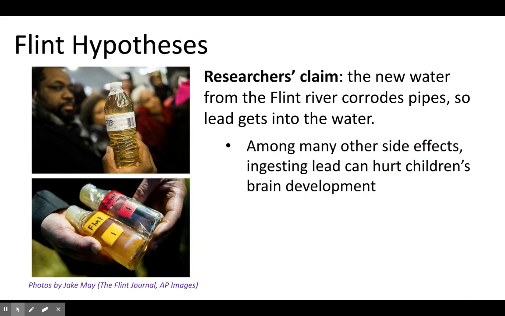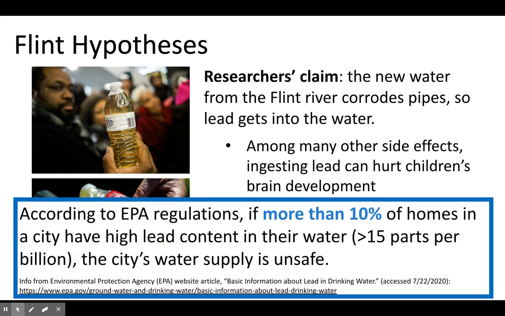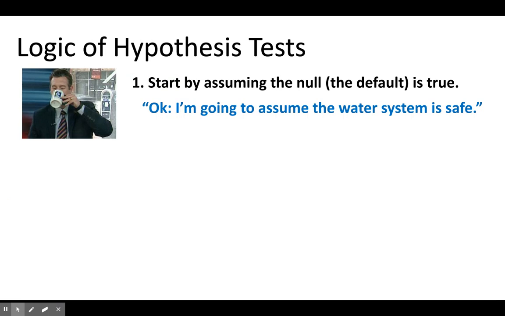Again, the researchers' claim is that the new water from the Flint River corrodes the pipes, so that lead gets into the water. Among many other side effects, ingesting lead can hurt children's brain development. And to determine if it is unsafe, according to EPA regulations, if more than 10% of homes in a city have high lead content in their water, then the city's water supply is unsafe.